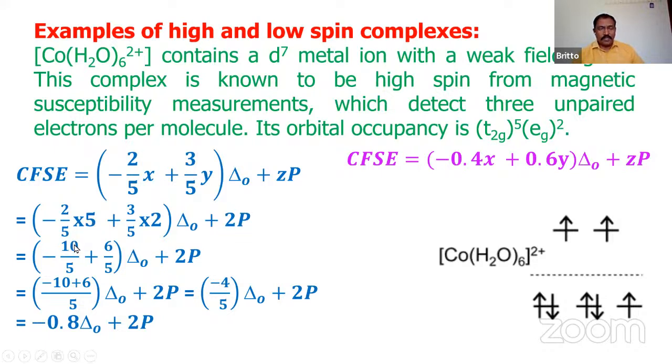So 5 2s are 10, minus 10 by 5 plus 2 3s are 6, 6 by 5. Whole thing multiplied by delta O plus 2p. So minus 10 plus 6, we have minus 4 by 5 delta O plus 2p. Sometimes the options will be in fractions, sometimes in decimal. If you convert this to decimal, 4 by 5 is 0.8. So minus 0.8 delta O plus 2p. This is about the weak ligand.